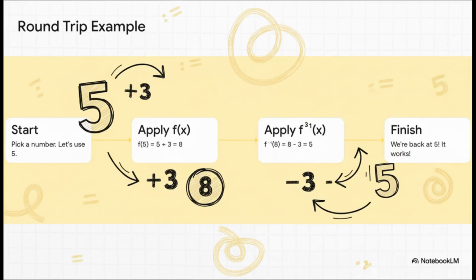Let's start with 5. We put it into our first function, which adds 3. So we get 8. Now we take that 8 and immediately put it into our inverse, which subtracts 3, and what do we get? We're back at 5. Boom! The round trip worked perfectly. We can now officially say our inverse is correct.